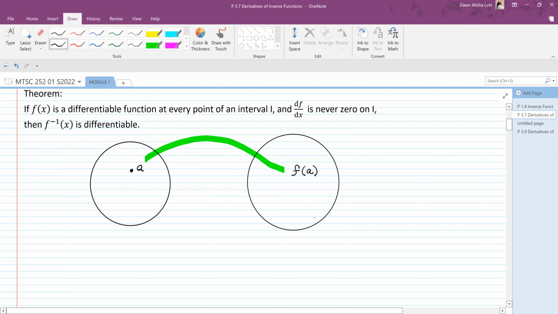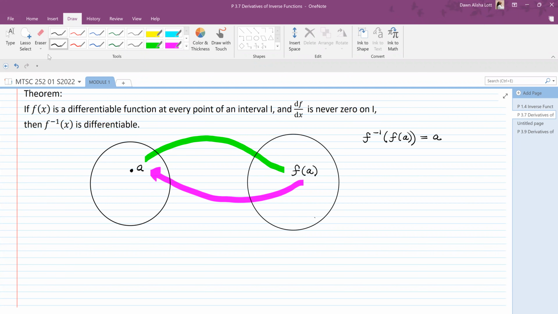Okay. Now, what's nice about that is f inverse will pick up f of A and take it back to A. All right, so f inverse, that's the function over here, will pick this up and take it back to A. So we know that if we take f inverse of f of A, we get back A. So that's all well and good for the function. Here's f of x, and here's f inverse of x. So that works nice for the function.